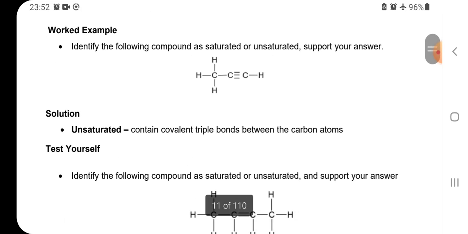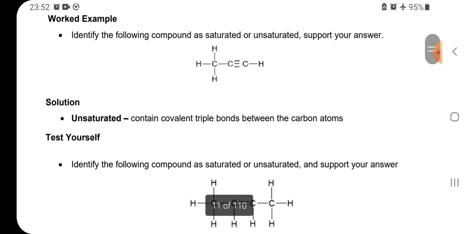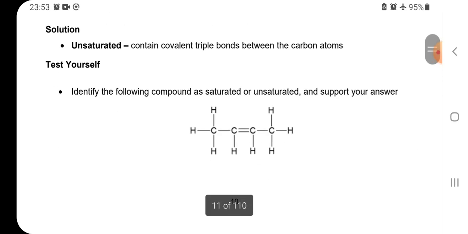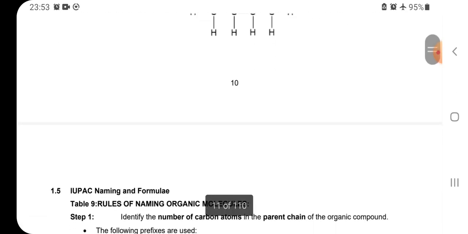And then a worked example: identify the following compound as saturated or unsaturated. Here we said it's unsaturated because it has a carbon triple bond, and then here you can test yourself. Well, they are double bonds, so you can tell what that is.